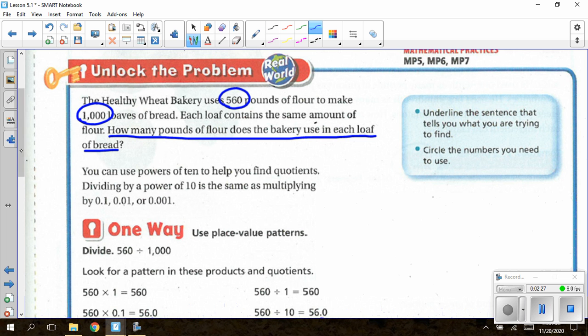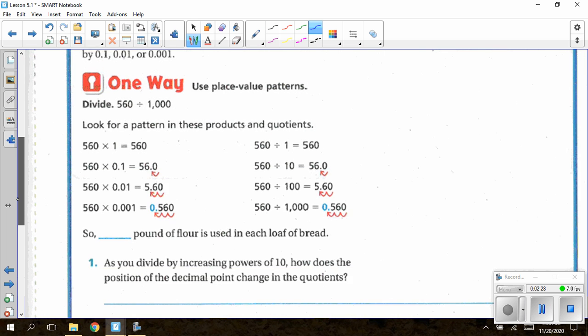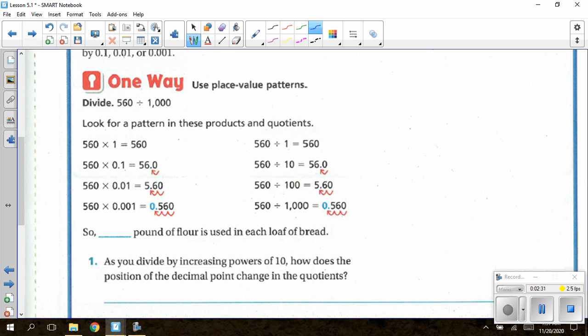So one way to solve this is to use our place value patterns. We know we have to take our 560 divided by 1,000, and they are showing this in two different ways. They're showing you by multiplying by the decreasing powers of 10 with 1/10, 1/100th, and 1/1,000th. And then they're showing you how you're dividing by 10, 100, and 1,000, and how both of them would give you the exact same answer.